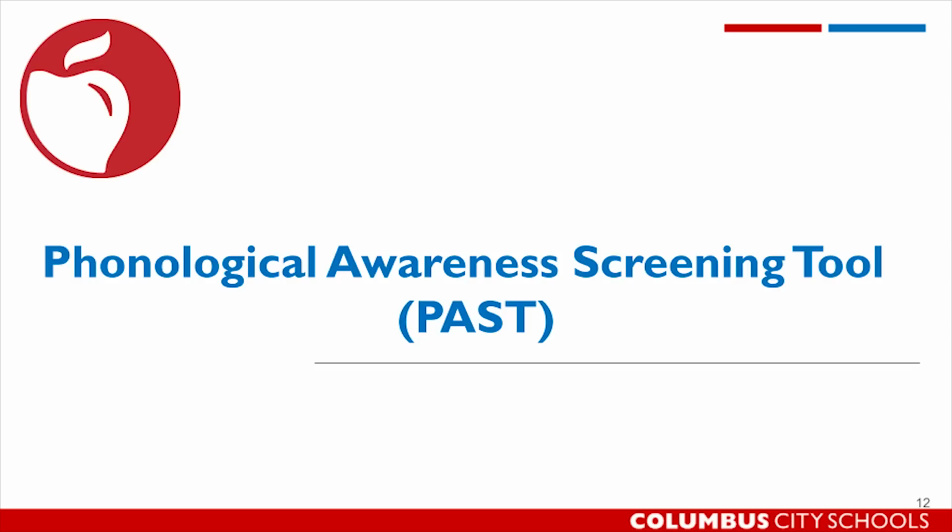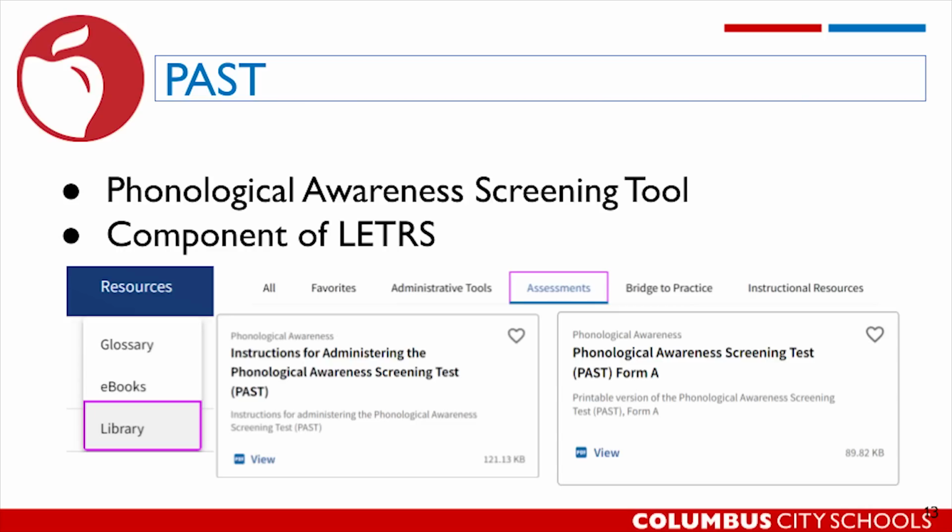After a student has received 6 weeks of evidence-based interventions in the area of phonological awareness, they should be given the Phonological Awareness Screening Tool, or PAST. Along with progress monitoring data, this tool will help to determine if the student is making sufficient progress with the intervention. Additional guides to support your use of the PAST are located in the Resources section of your online LETRS course.